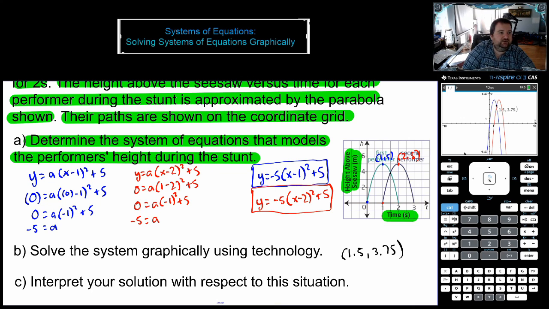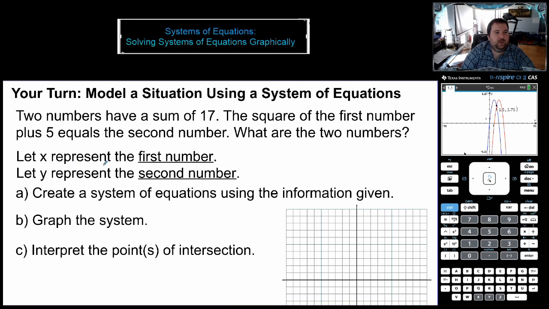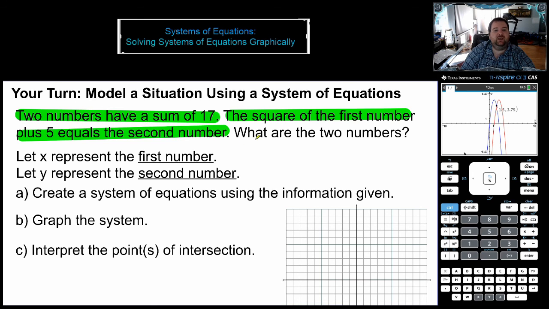All right, so that's the solution for this. It's going to be your turn. Go ahead and try modeling this situation. You're answering this question. Two numbers have a sum of 17. The square of the first number plus 5 equals the second number. What are the two numbers?